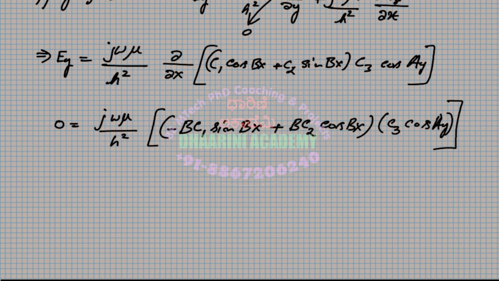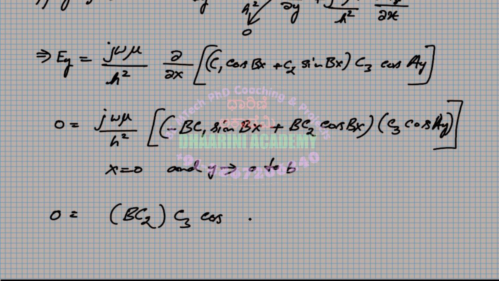In this, I have to apply the boundary condition that x equal to 0 and y actually varies from 0 to b. Correct? So when this happens, just find out what equation I can write. Anyway, j omega mu by h square, you don't have to write. So x is 0, so sine 0 is 0. First term is not there. Only the second term will come into the picture. And cos of b into 0 is cos 0, which is 1. So you see, you have the term bc2 into c3. Then I have cos ay.